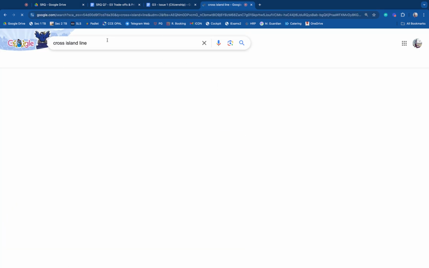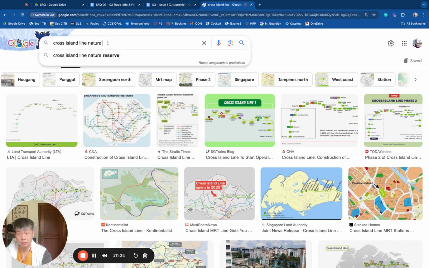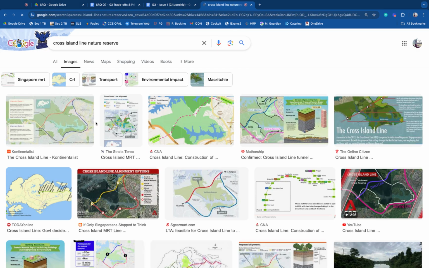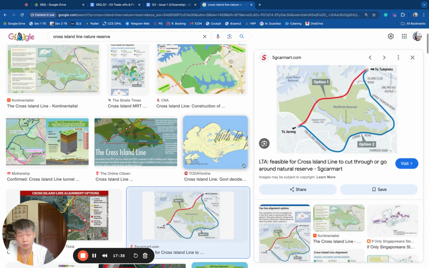I'll just pull up a picture so we remember what we were talking about. Right? So there were different routes, and some said go through the nature reserve, and some said go around the nature reserve, right? And this one will be more expensive because you have to build a longer pathway. It would also take more time, and more money to build, right? Because you need to build more.